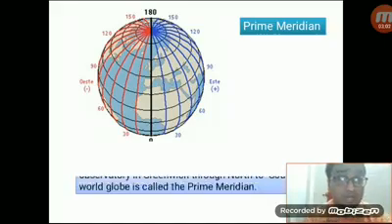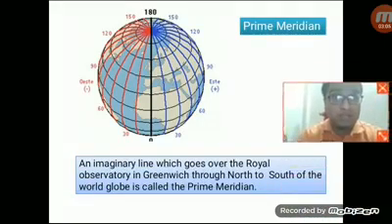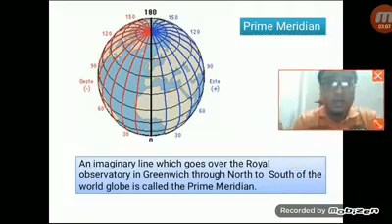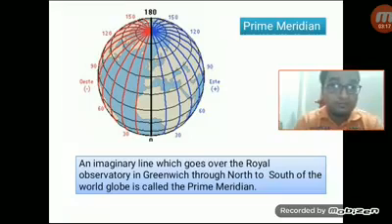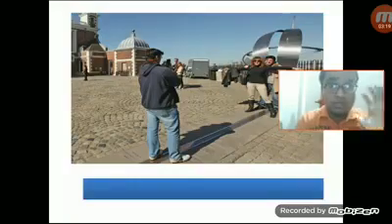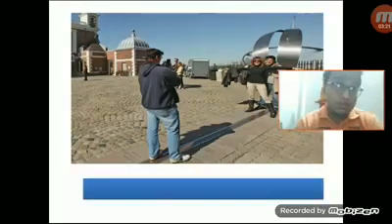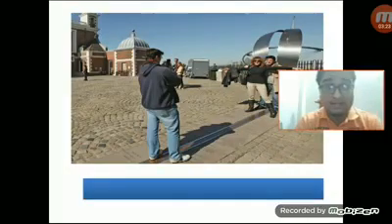This is the definition of the prime meridian: an imaginary line which goes over the Royal Observatory in Greenwich through north to south of the world globe is called the prime meridian. This is the picture of the Royal Observatory in Greenwich, which is located in London city.